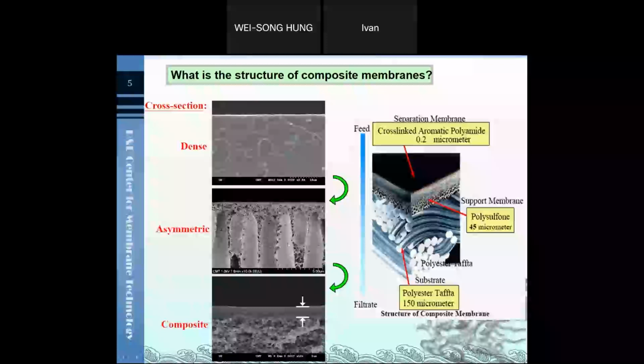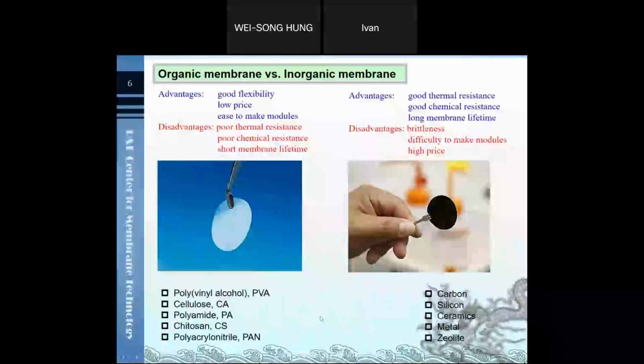So if we use this membrane for seawater desalination, the permeance is also lost a lot. So we combine the advantages of these two kinds of membranes and fabricate the composite membranes. The top part is the selective layer. The bottom part is the porous substrate.